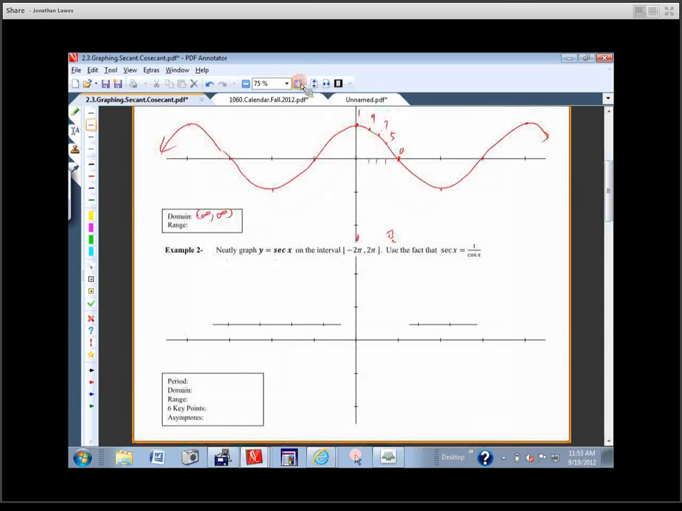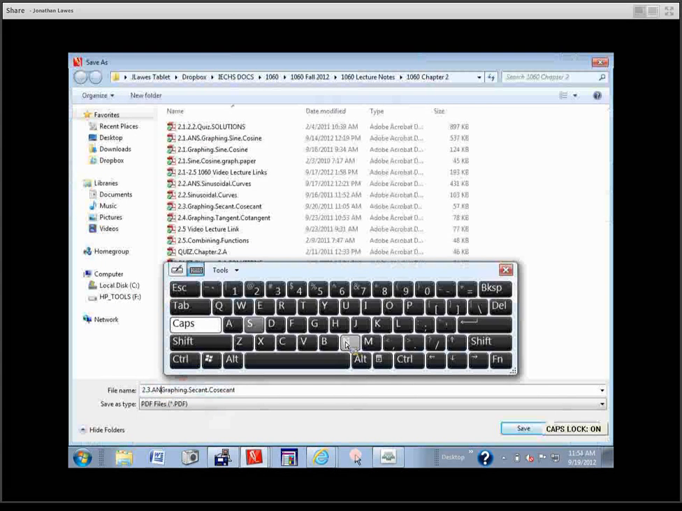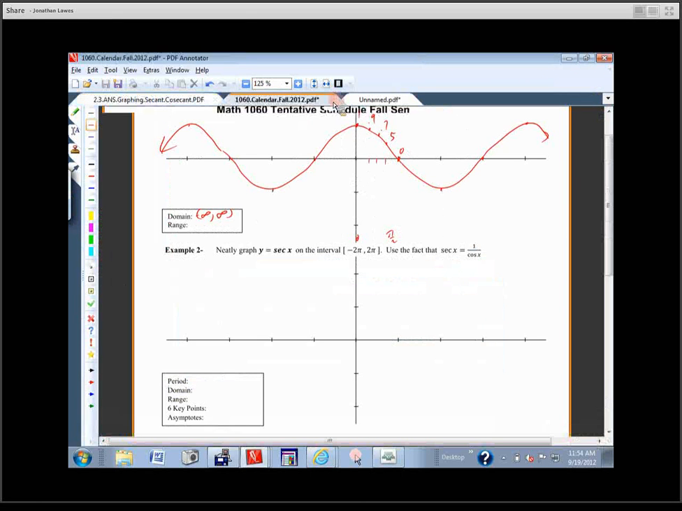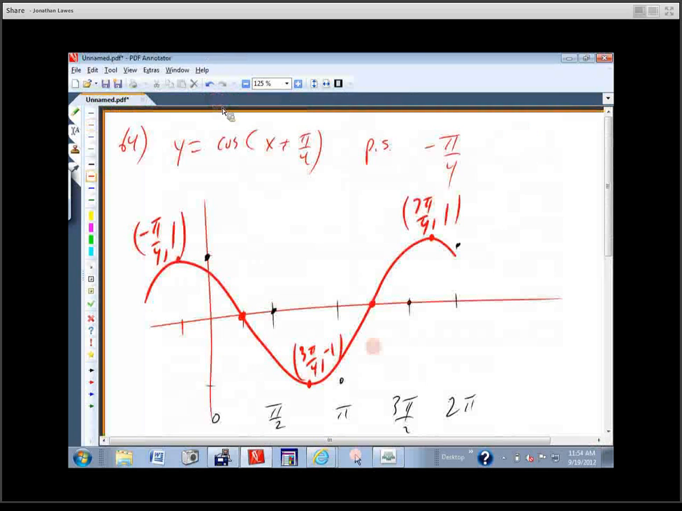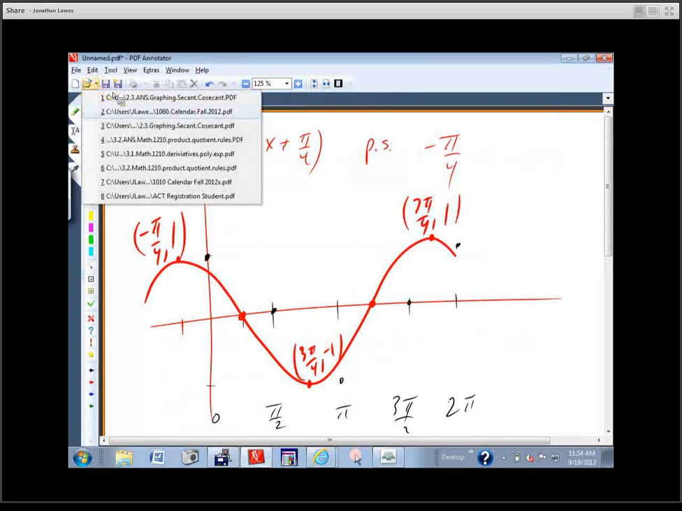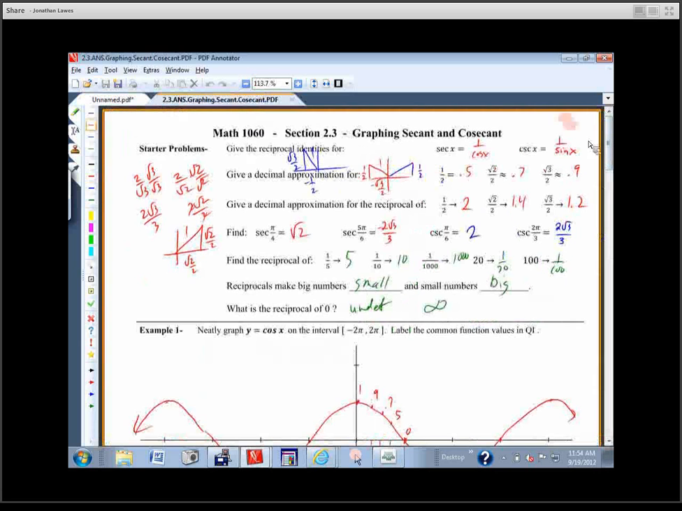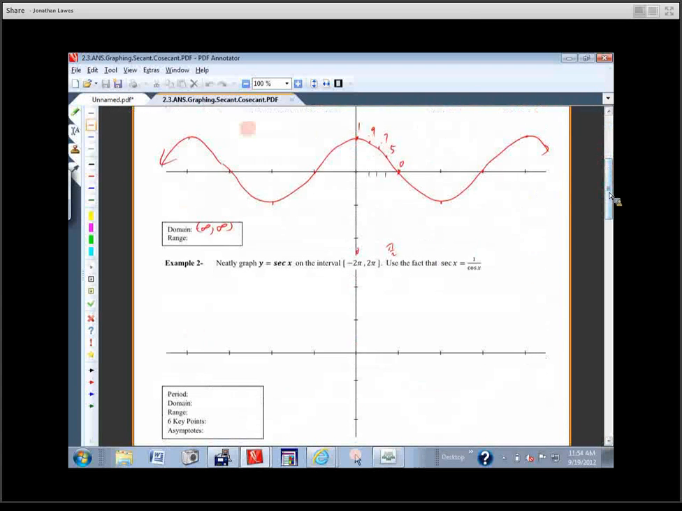Let me see if this will work. Give me 1 second. Sometimes it just does that. Let's see if we work now. There we go. Okay, so we're in good shape.